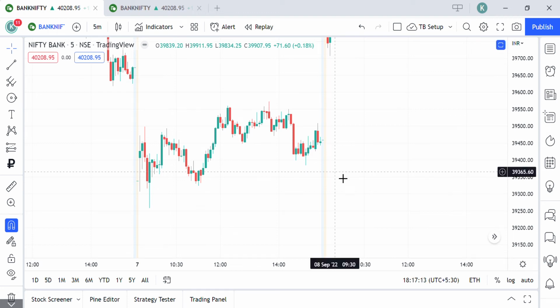Hi friends. In this video, we will try to analyze the Bank Nifty 5-minute spot chart: what happened yesterday, what has happened today, and how to identify potential trade opportunities.